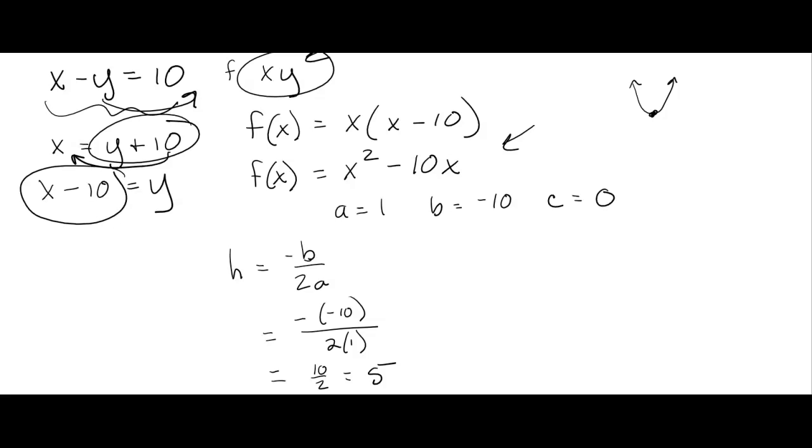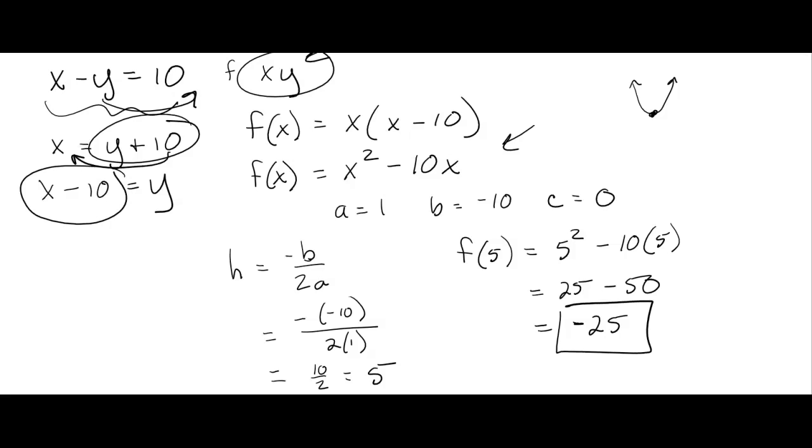So remember that. And now you're going to have to find f of 5. So 5 squared minus 10 times 5. So 25 minus 50. So the output is negative 25. That is the minimum product, negative 25.